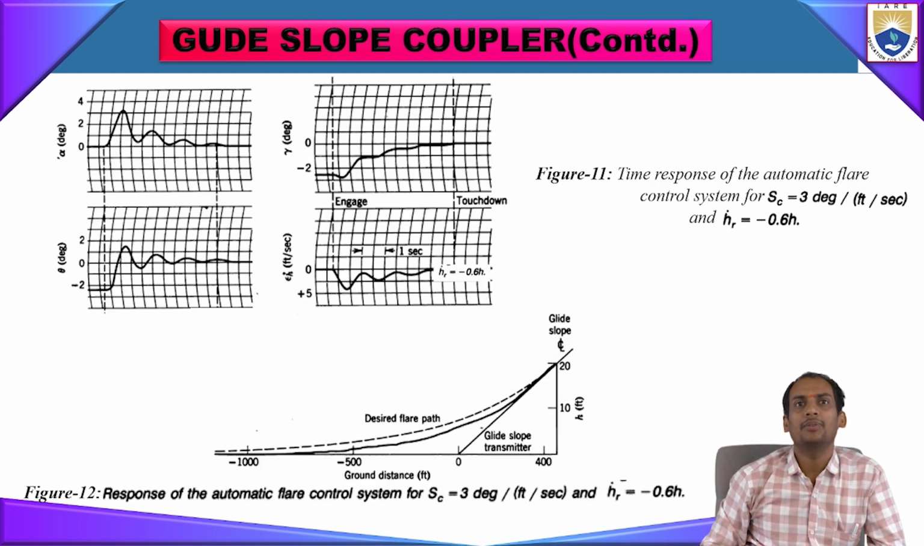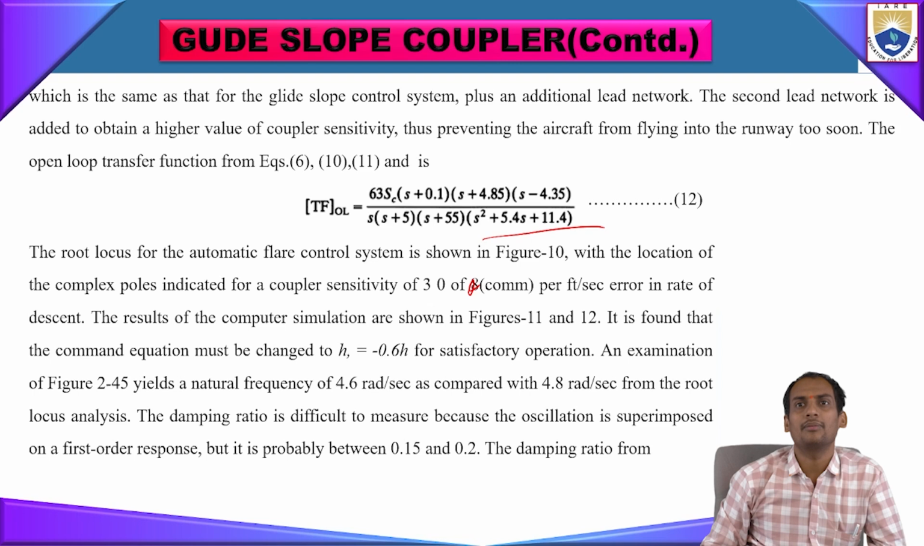After this, if you see figure 11 and figure 12, it is found that the command equations must be changed for h equal to 0.6 h for a satisfactory operation. An approximation of a previous figure that yields a natural frequency of 4.6 radian per second has been compared with 4.8 radian per second from the root locus analysis.